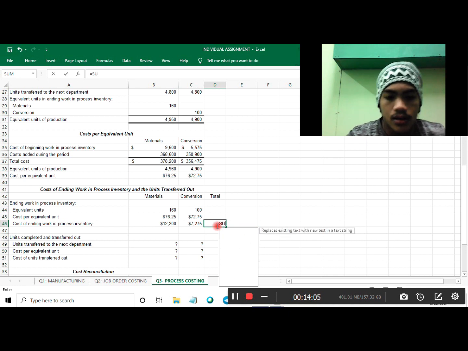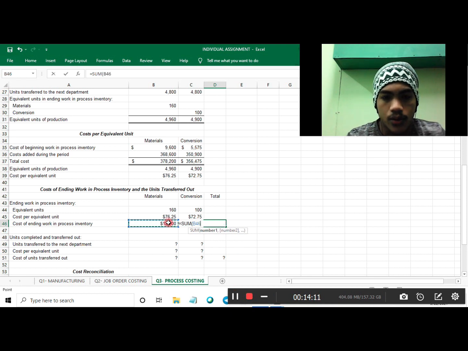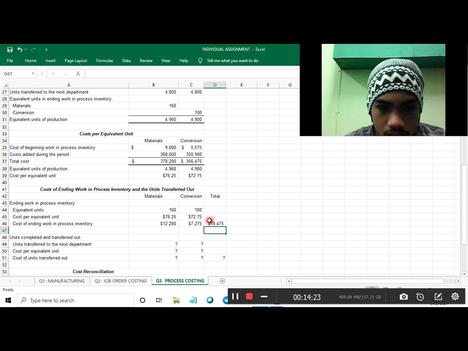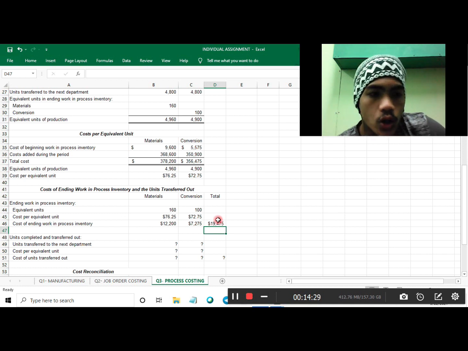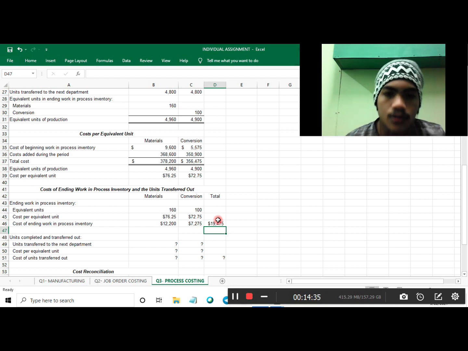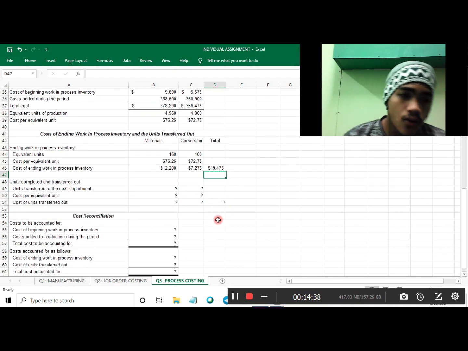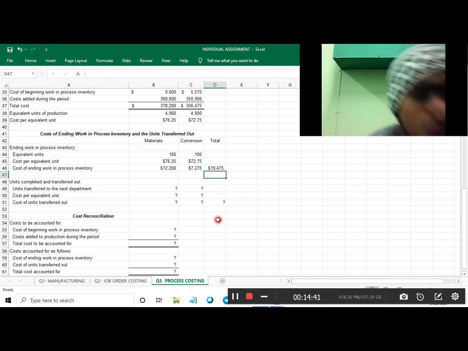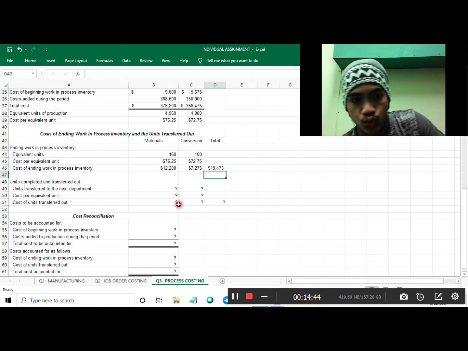Okay, and then we need the total cost of ending work in process inventory. So we sum 12,200 for material plus 7,275 for conversion. And then we get the total cost of ending WIP: 19,475 ringgit.